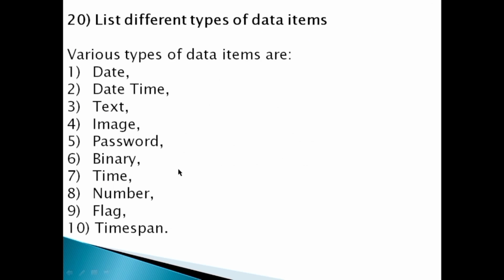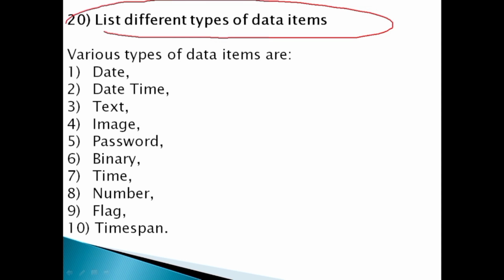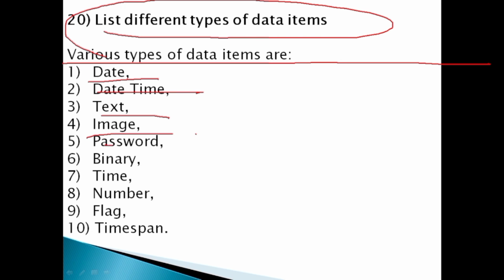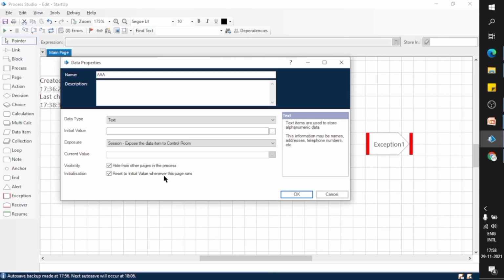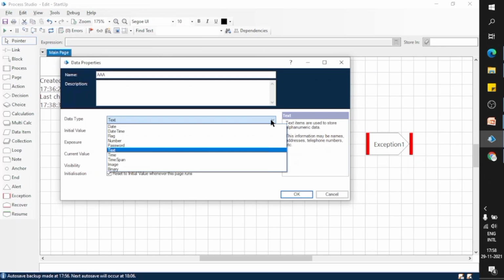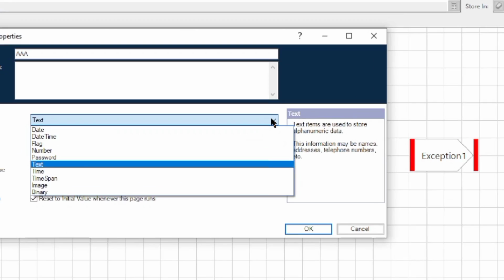Next one is, list the data items in Blue Prism. Date, date time, text, image, password, binary, time, number, flag, time span. See, these are all the data items available in Blue Prism.